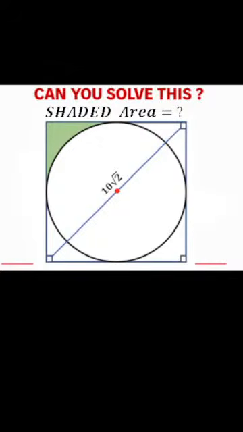We need to solve for the shaded area. Again, the diagonal of the square is given to you. This is the diagonal. Diagonal is 10 root 2. And I want you guys to participate well and give your correct answer along with the correct approach. Let's see how many of you can solve this.